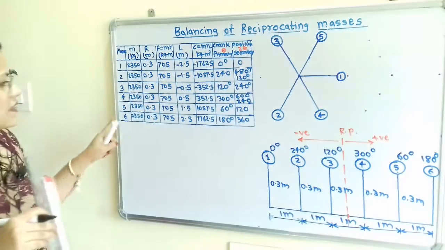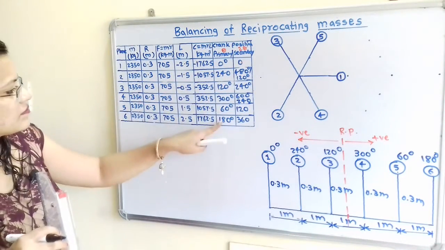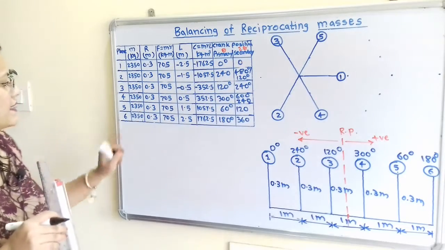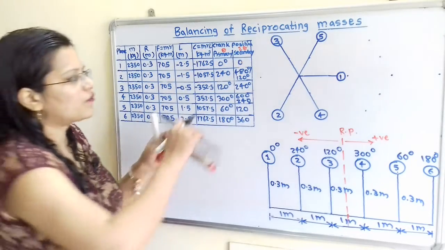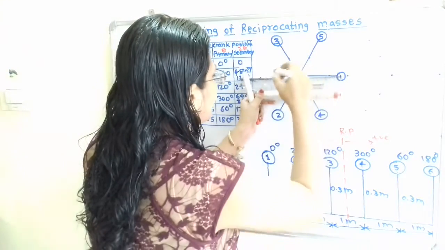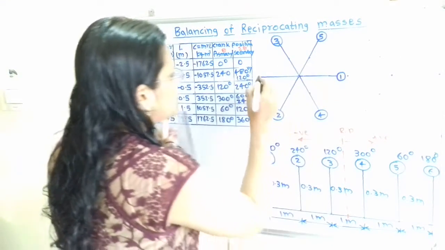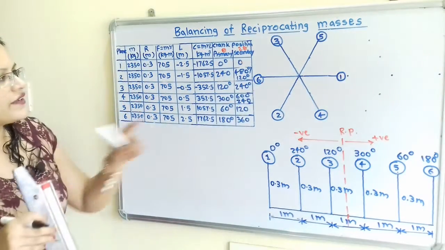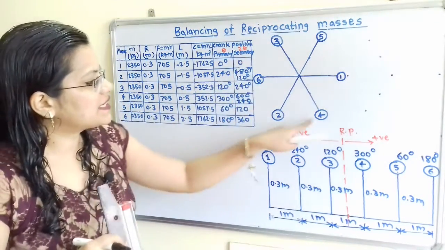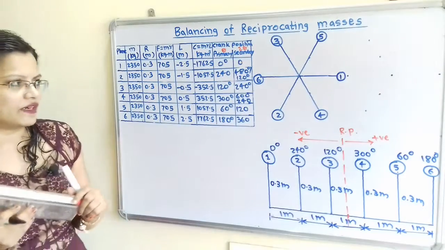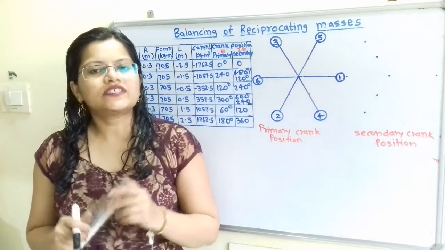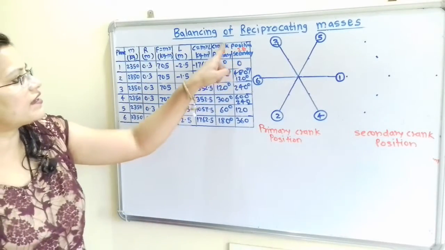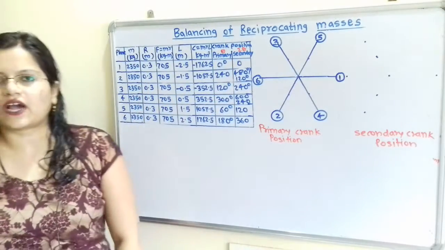And the last one is 180 degree. So it is for 6. So we have to mention here 180 degree, and it is for 6, so I will mention this. Now if we observe, all these 6 cylinders are getting covered. Now we will draw the secondary crank position, and for this we will refer the secondary crank position to the theta column.